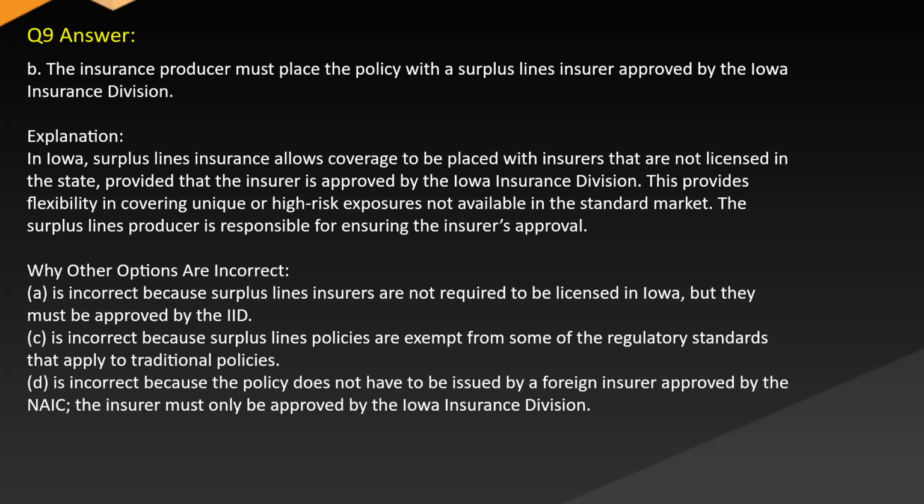Why other options are incorrect? A is incorrect because surplus lines insurers are not required to be licensed in Iowa, but they must be approved by the ID. C is incorrect because surplus lines policies are exempt from some of the regulatory standards that apply to traditional policies. D is incorrect because the policy does not have to be issued by a foreign insurer approved by the NAIC. The insurer must only be approved by the Iowa Insurance Division.